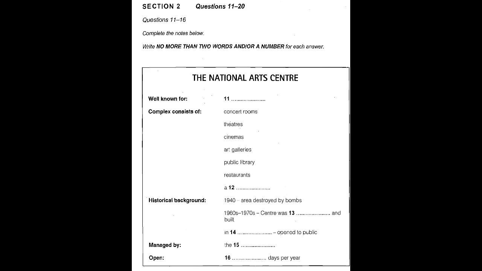So, how did they manage to build such a big arts complex right in the heart of the city? Well, the area was completely destroyed by bombs during the war in 1940. So the opportunity was taken to create a cultural centre that would be what they called the city's gift to the nation. Of course, it took a while for such a big project to get started, but it was planned in the 60s, built in the 70s, and eventually opened to the public in 1983.